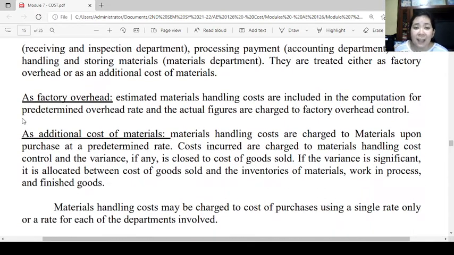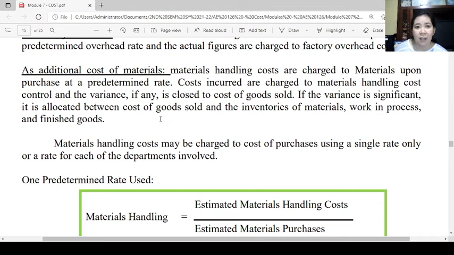So your materials handling cost will also be treated either as factory overhead or as an additional cost for our materials. If materials handling cost is treated as factory overhead, then it will be included in the computation of our overhead rate, and the actual figures will be charged to factory overhead control as well. If the entity chooses to treat materials handling cost as an addition to the cost of materials, then it will be charged to materials upon purchase at a predetermined rate. So costs incurred are charged to materials handling cost control, and the difference, if there is any, will be closed to cost of goods sold.